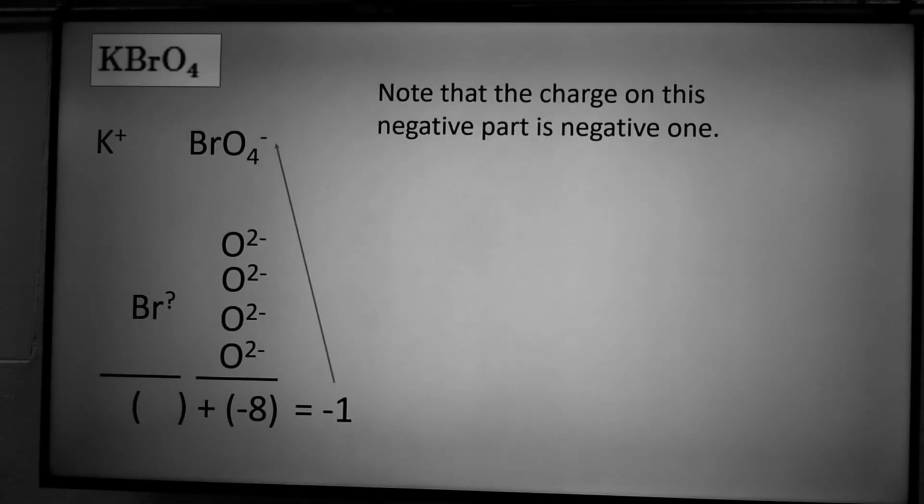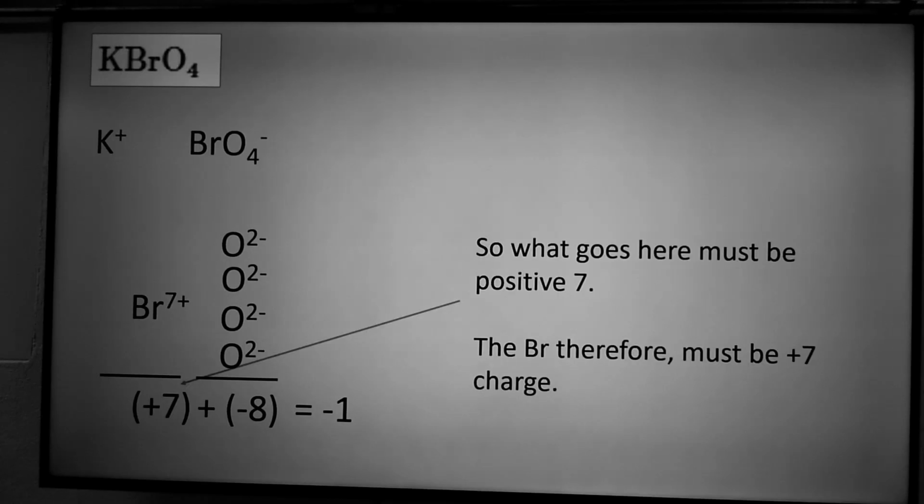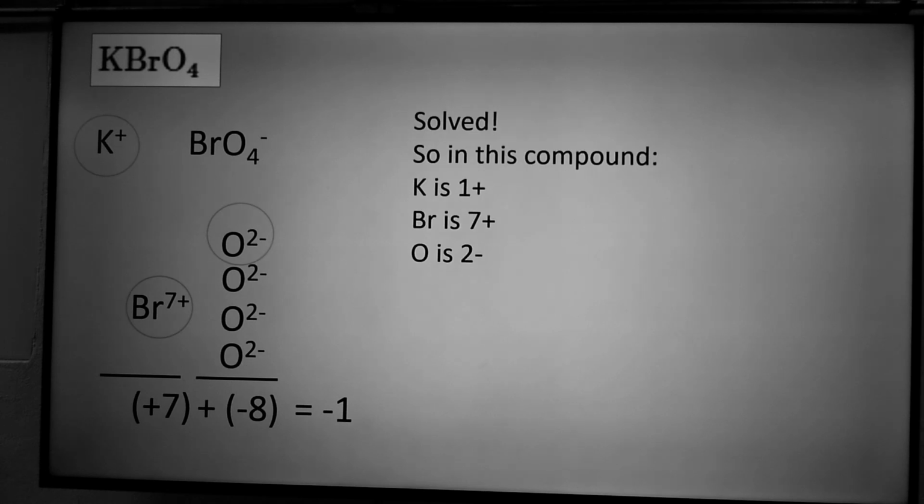And now if you look at this, what has to go in this parentheses here to make that math true? 7. Yep, +7. +7 plus a -8 will be -1. And there's only one Br there, so that whole +7 goes on the Br. So, summary here is, in this compound, KBrO4, K has an oxidation state of +1, Br has an oxidation state of +7, and oxygen has an oxidation state of -2.